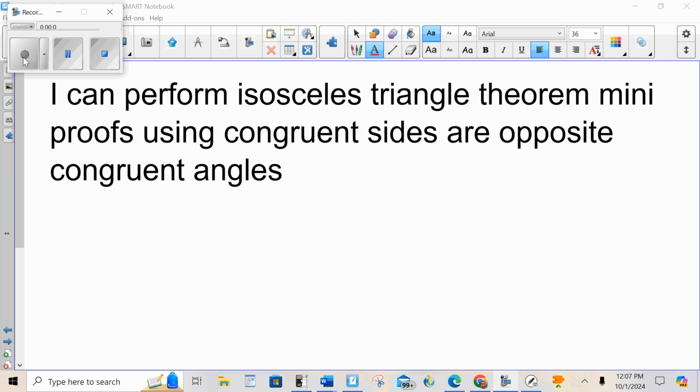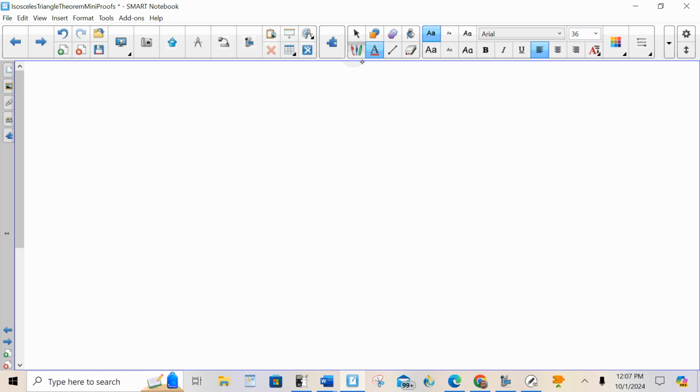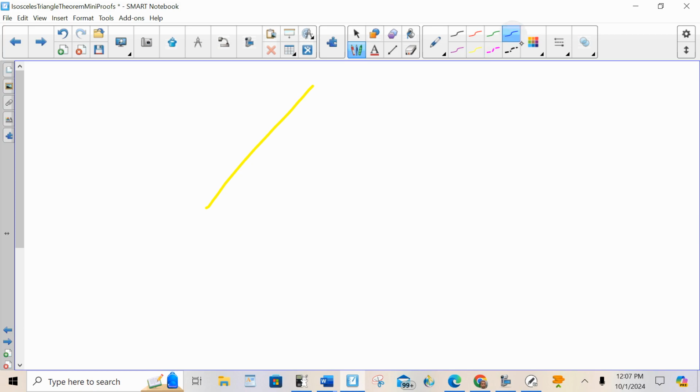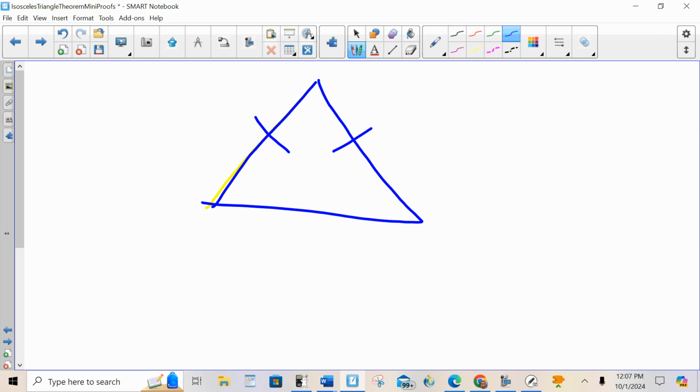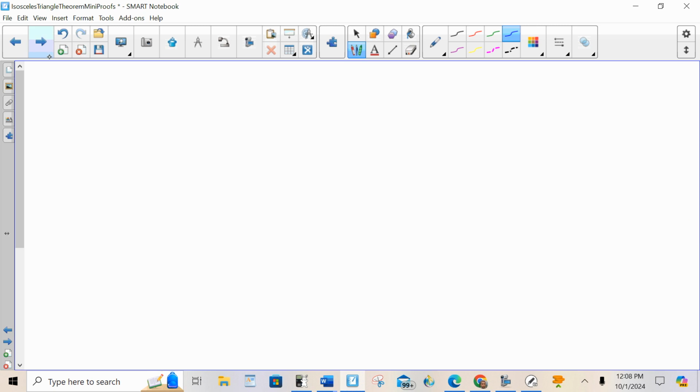Hello everybody, today I can perform isosceles triangle theorem mini-proofs using congruent sides or opposite congruent angles. I know an isosceles triangle has two congruent sides and the angles opposite them must be congruent as well. And vice versa, if I have a triangle that has two congruent angles, it must be isosceles, and the sides opposite them must be congruent. So we're going to apply that to proofs.